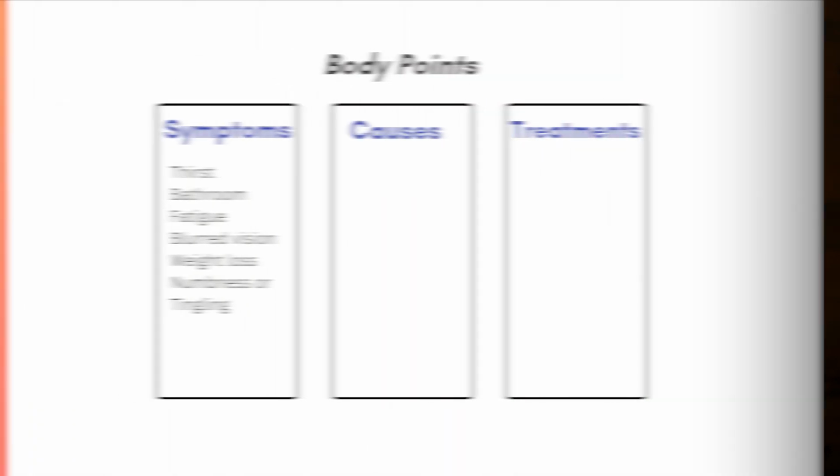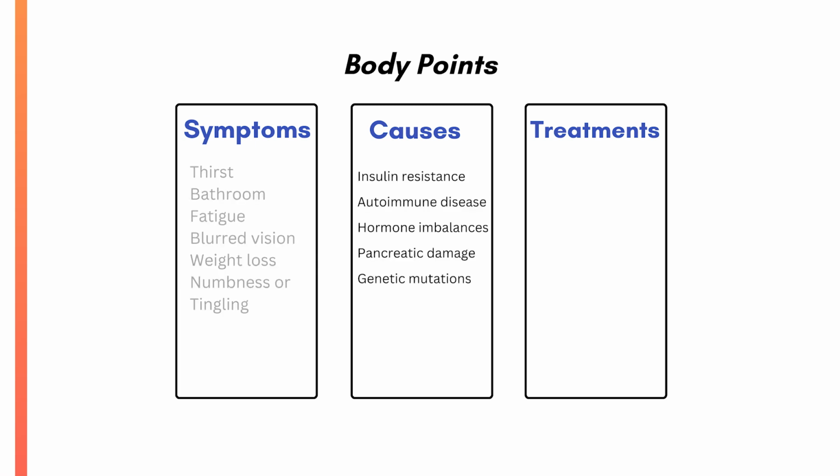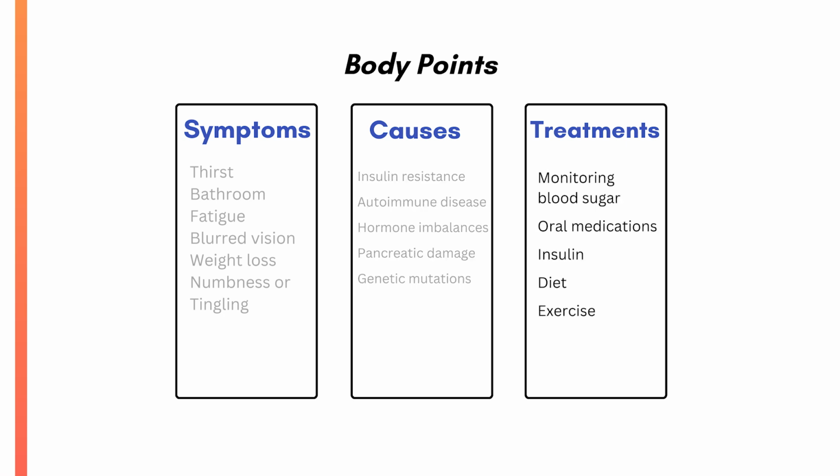Let's look at an example, and I'll show you that this is really just a repackaged persuasive message. For example, you go to the doctor to discuss some symptoms that sound like diabetes: increased thirst, more frequent trips to the bathroom, fatigue, blurred vision, unexplained weight loss, and numbness or tingling in the hands and the feet. Some of the causes are insulin resistance, autoimmune disease, hormone imbalances, pancreatic damage, and genetic mutations. The treatments would be monitoring your blood sugar, oral medication, insulin, diet, and exercise. Google almost any medical condition and you'll see the results explained using the symptoms, causes, and treatments as a schema.